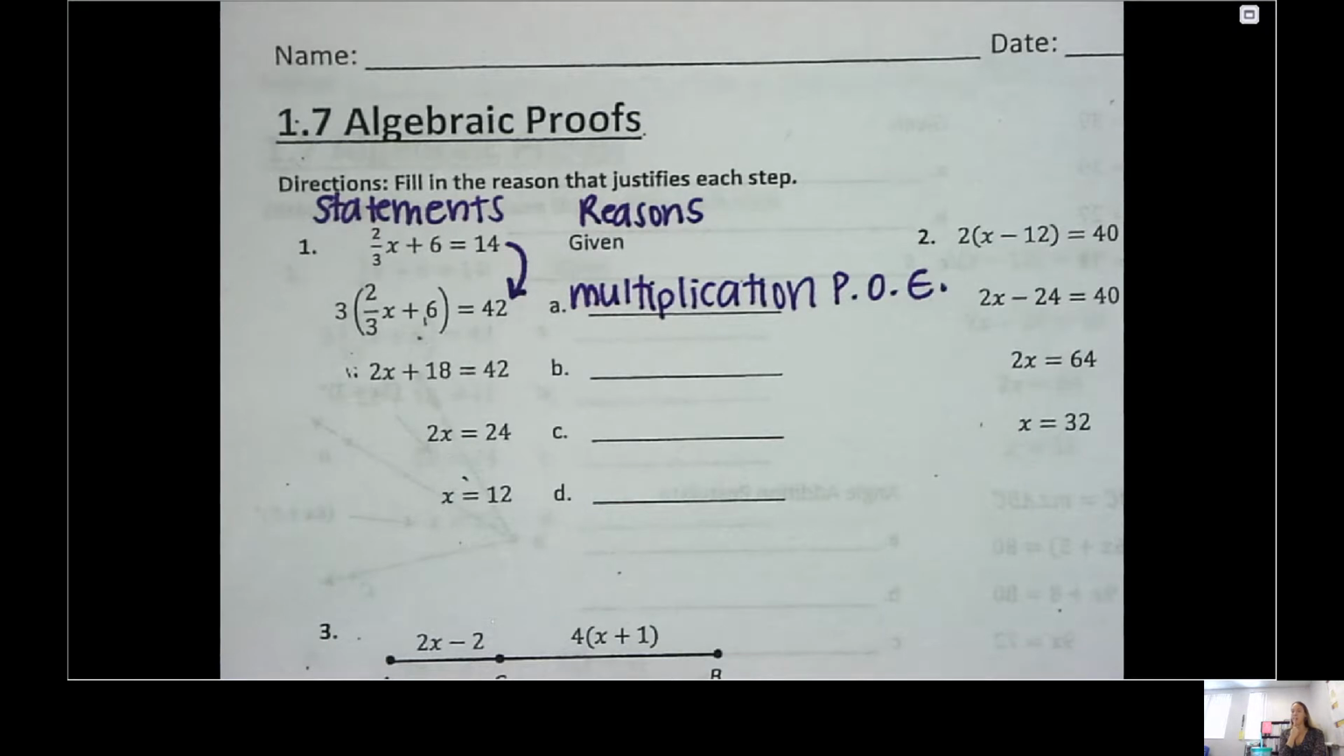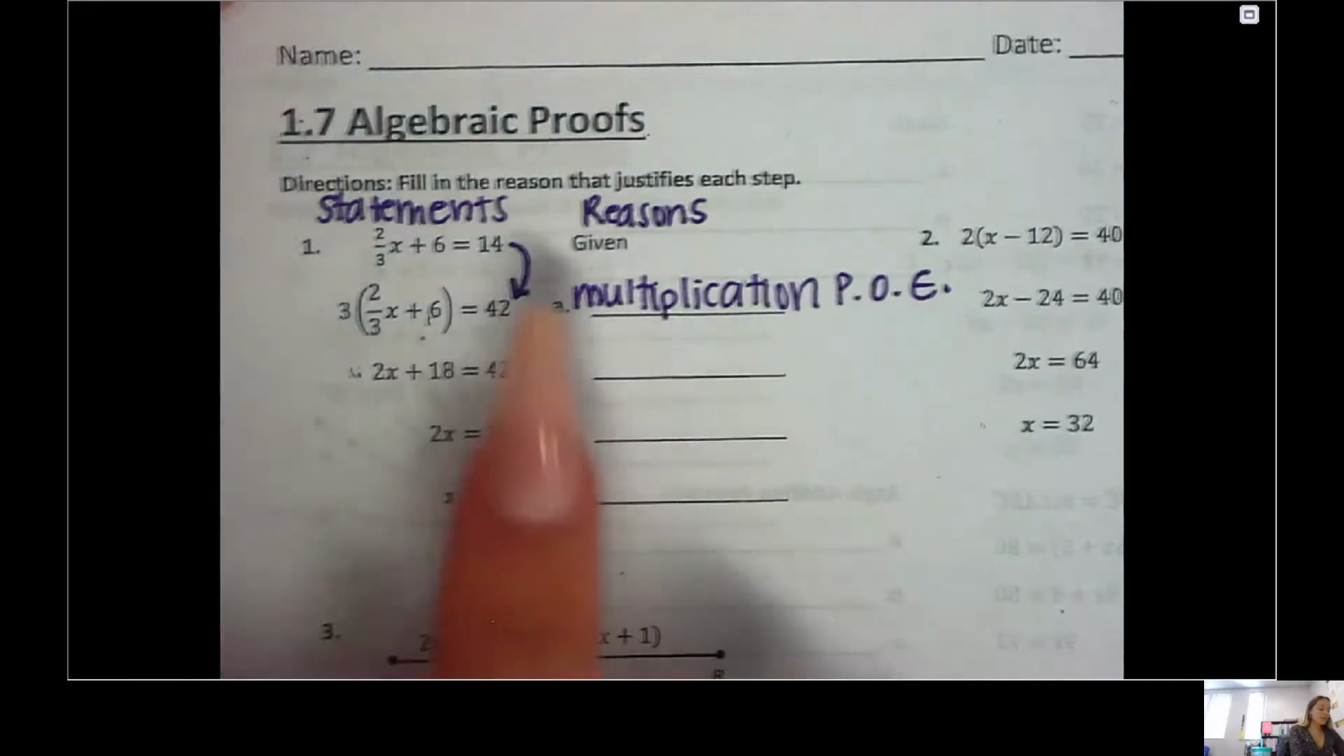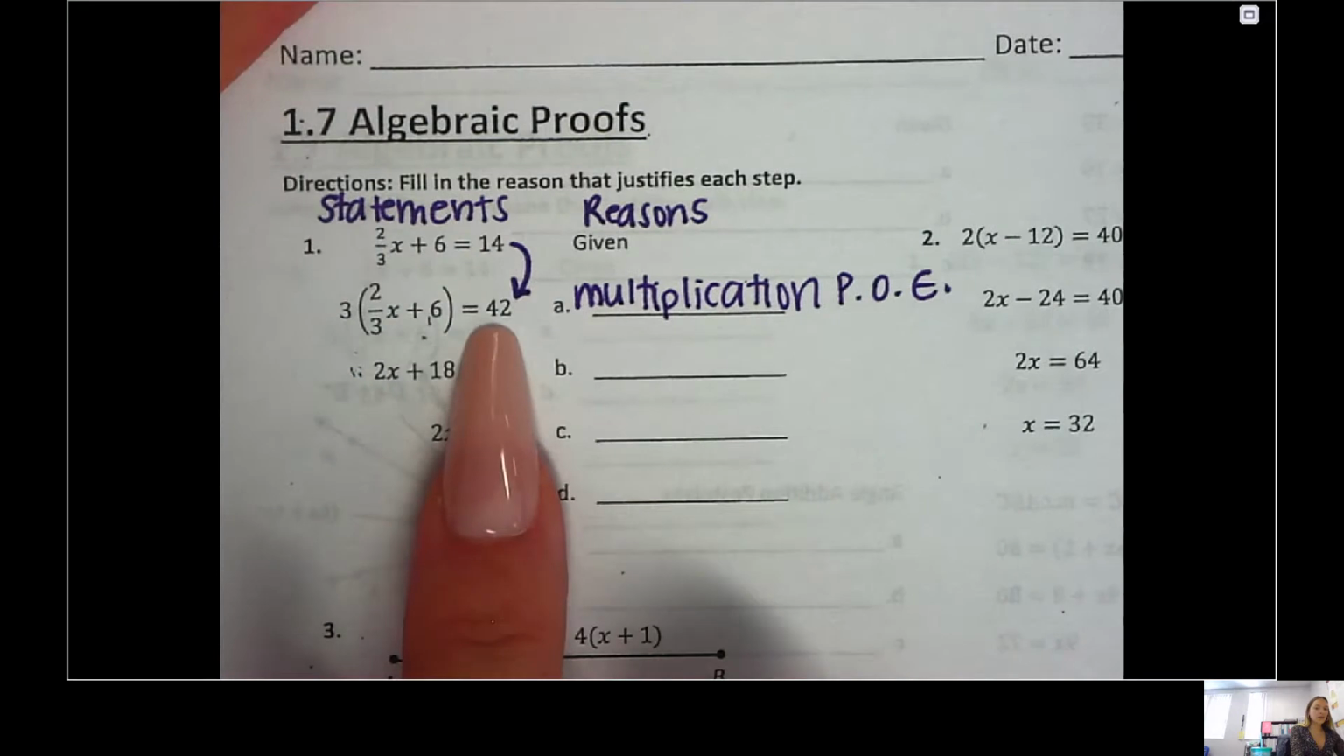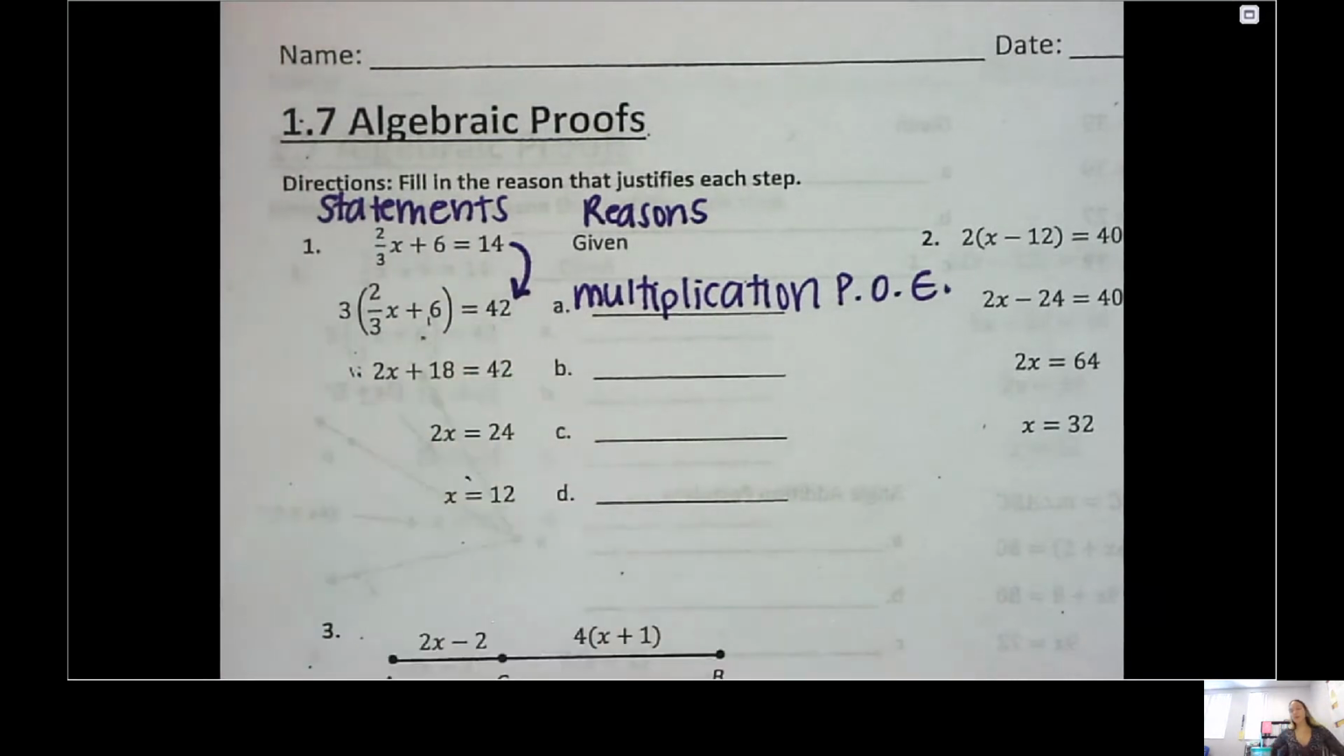Now, to get from this step A to this step B, what's happening? Elijah, what do you think? Distributing. Yeah, good. You're taking that 3 on the left there and you're giving it away to everything inside the parentheses.